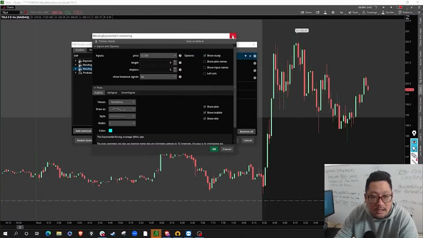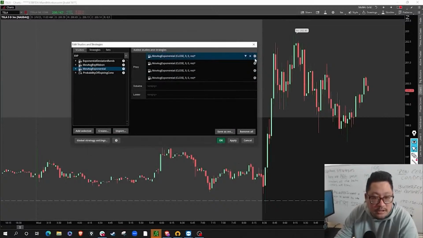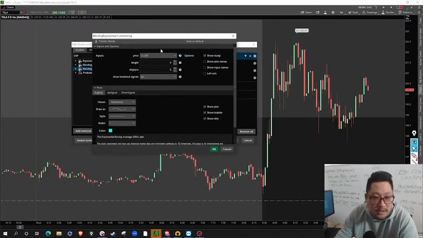Now, to get to the settings of the individual one, you can see that there's this little gear wheel. You want to click on each individual one. So let's keep the first one. I like it to be a little bit faster, so I like the 5 EMA. Let's color it whatever you like to designate it.